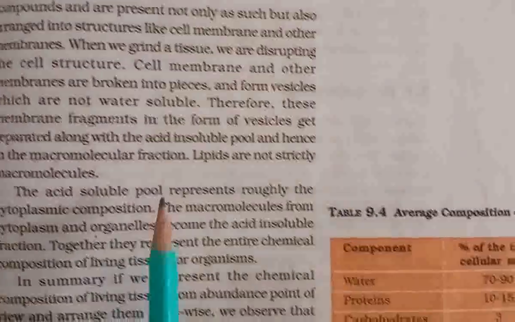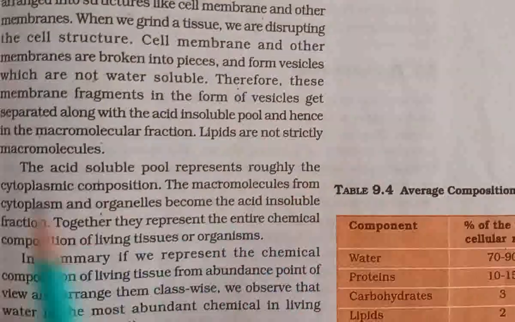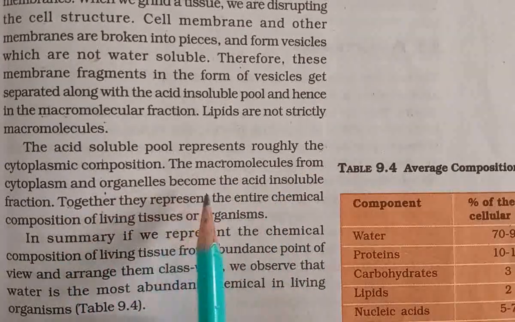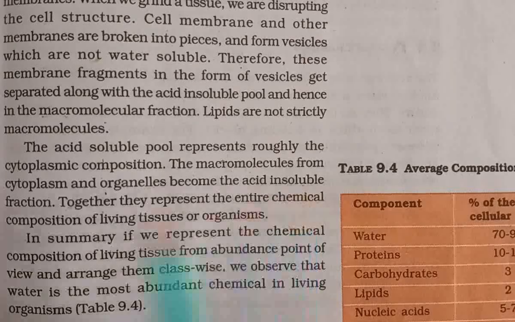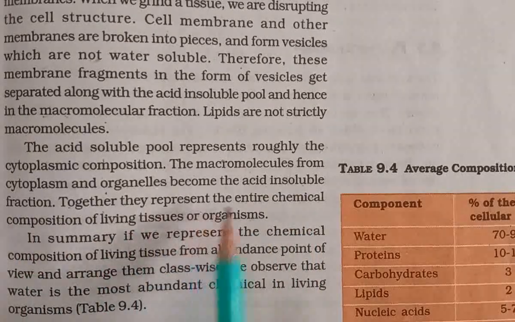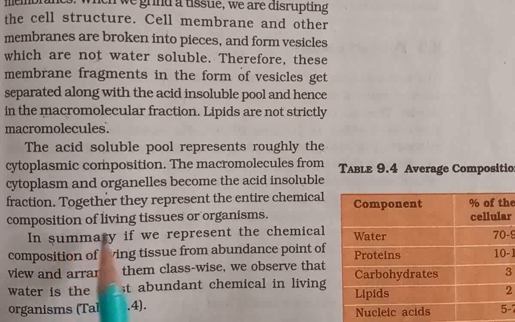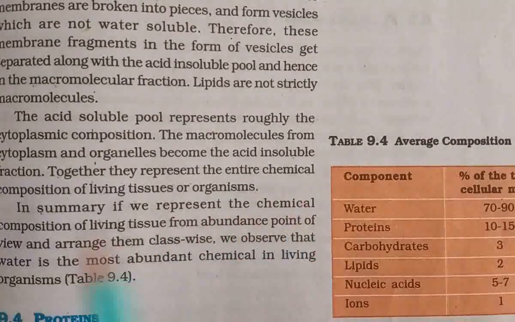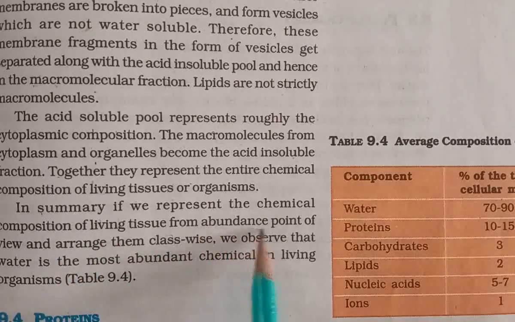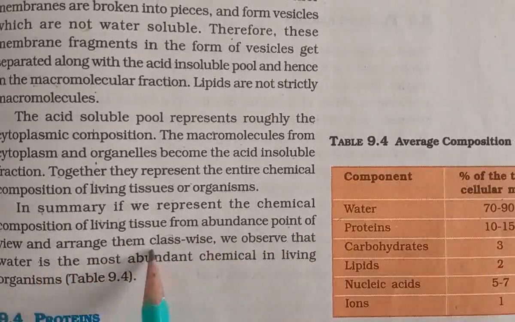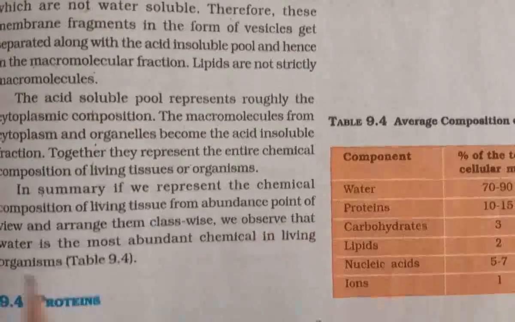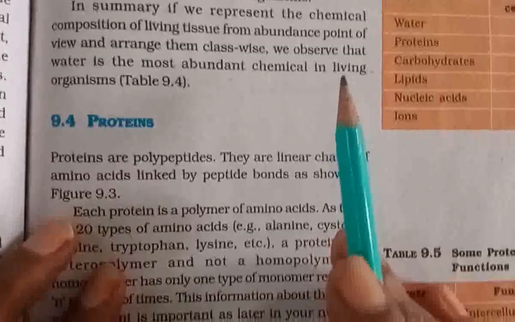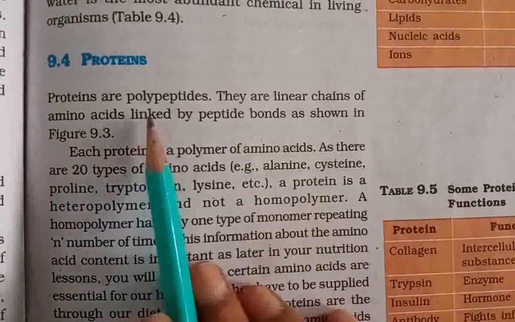The acid soluble pool represents roughly the cytoplasmic composition. The macromolecules from the cytoplasm and organelles become the acid insoluble fraction. Together they represent the entire chemical composition of living tissues or organisms. In summary, if we represent the chemical composition of living tissue from the abundance point of view and arrange them class-wise, we observe that water is the most abundant chemical in living organisms. Proteins. Proteins are polypeptides.